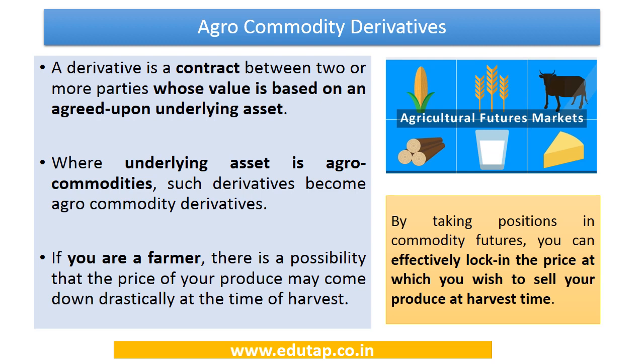Now if we try to understand the meaning of agro commodity derivatives, this is derived from the meaning of the word derivatives itself. A derivative is a kind of contract between two or more parties, and the value of this contract is based on some underlying asset. Where this underlying asset is an agro commodity, the derivatives become agro commodity derivatives. So for example, two persons may enter into an agreement that one person will sell wheat to another person on 31st December at a rate of rupees 100 per kg. So this is a kind of derivative contract whose value is determined by the price of wheat, which is the agro commodity. So this becomes the agro commodity derivative.